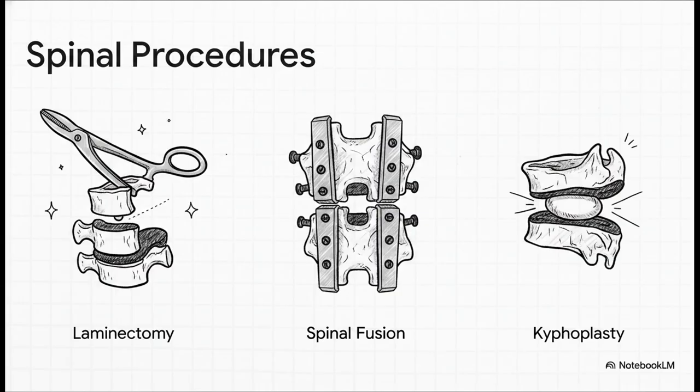Let's break down these common spinal procedures. Laminectomy is the removal of the lamina, which is a part of the vertebra. Then we have spinal fusion, which is totally synonymous with arthrodesis. Remember that desis suffix meaning fusion? So arthrodesis is the surgical binding or fusion of the vertebrae. And finally, kyphoplasty. Linking that root kypho for humpback with plasty for repair gives us the surgical repair of a vertebral compression fracture, usually done to restore spine height.